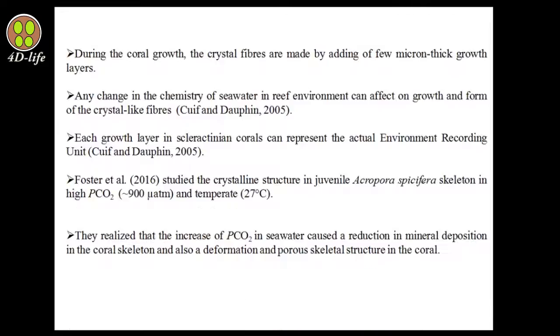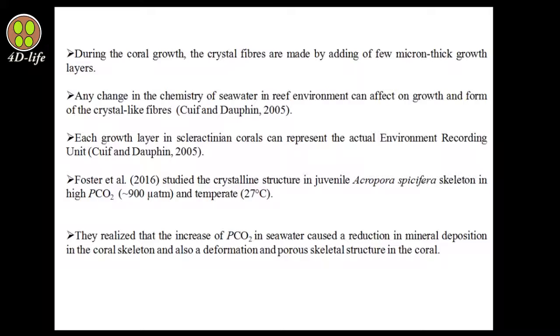During coral growth, the crystal fibers are made by adding thin growth layers a few microns thick. Furthermore, changes in the physico-chemical parameters of seawater affect the coral biomineralization cycle. Thus, each growth layer in scleractinian coral can represent an environmental recording unit. In fact, any change in the chemistry of seawater in the reef environment can affect the chemical structure and form of coral fibers and centers of calcification.